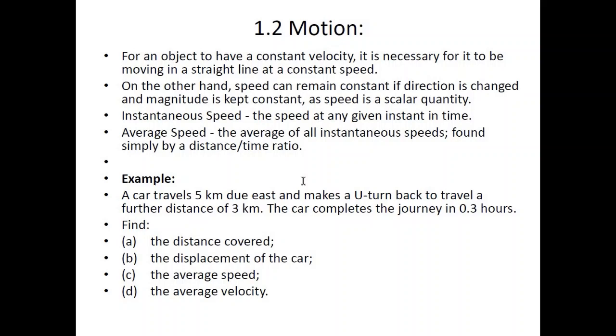On the other hand, speed can remain constant if direction is changed and magnitude is kept constant, as speed is a scalar quantity. If a car is turning around at 20 kilometers per hour, it is possible, but while it is turning, since the direction is changed, we cannot say its velocity is also 20 kilometers per hour. As long as a car is traveling in a straight line, we would say that its velocity is 20 kilometers per hour, but as soon as the direction changes, the car takes a sharp turn, we would say the speed is 20 kilometers per hour, but we will not be saying the velocity is 20 kilometers per hour. Velocity would be different, or at least it would not be constant, because the direction would have been changed.